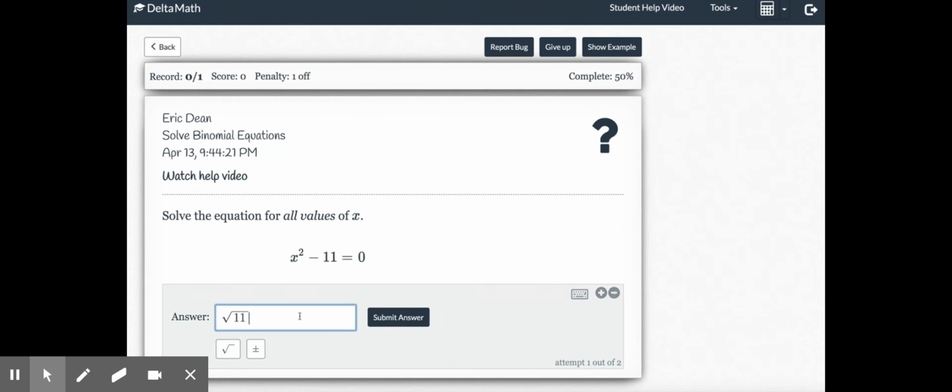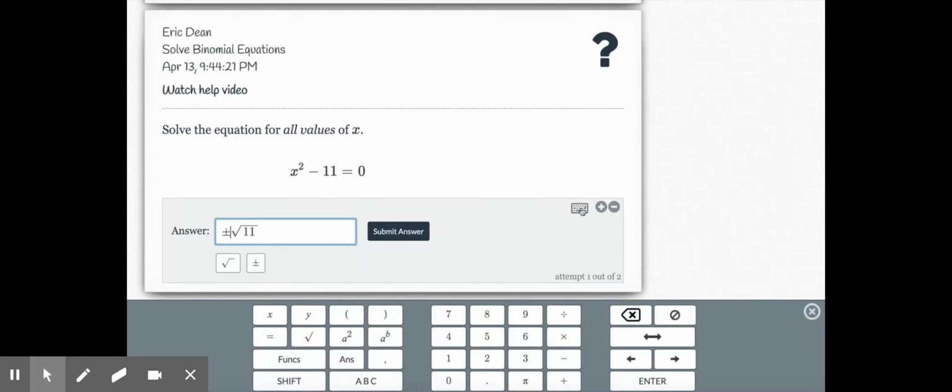Or what you could have done is press the comma key on your keyboard, which automatically adds a new solution. You could also type SQRT to get a square root, but we need negative square root of 11. Now you could also have written that as one box with a plus or minus symbol. And all of these symbols are also in the keyboard. If you click keyboard, you have all these symbols.